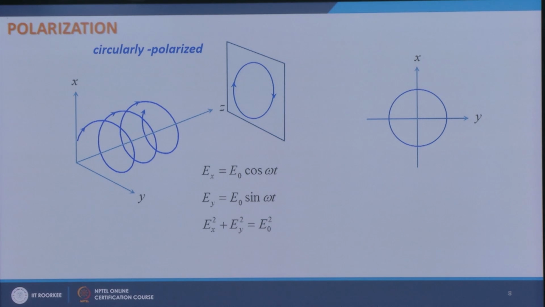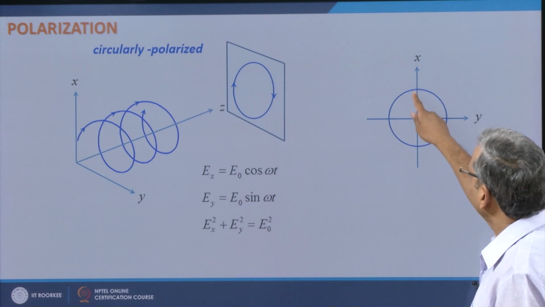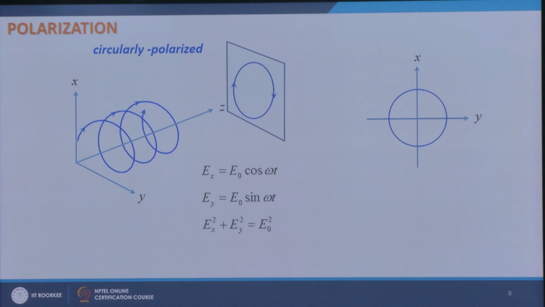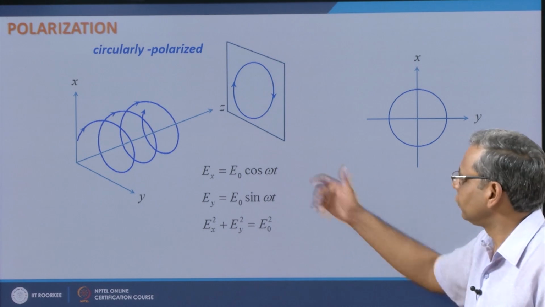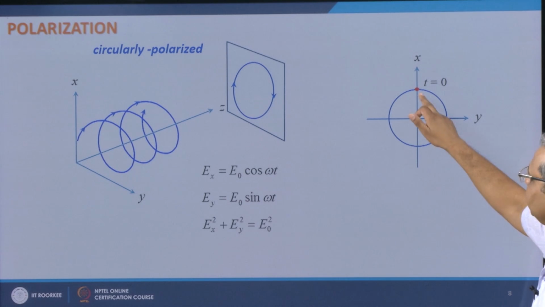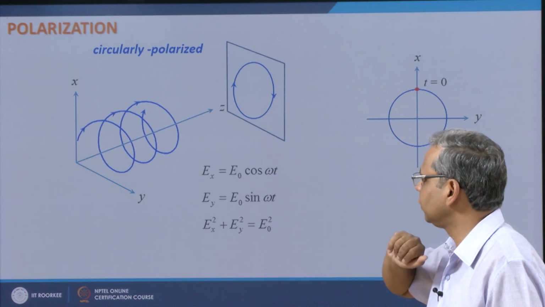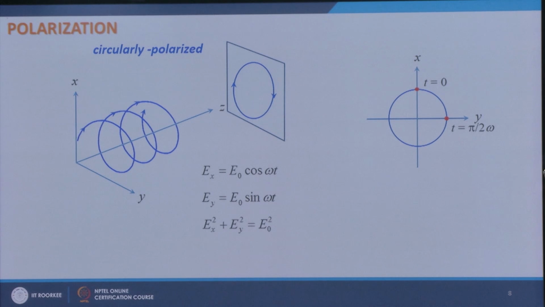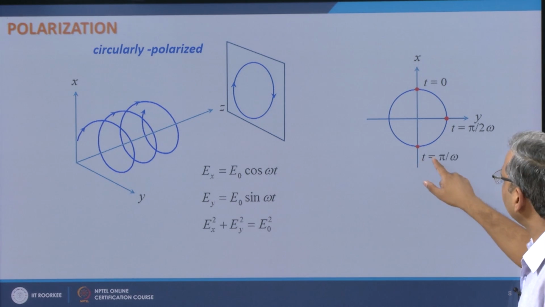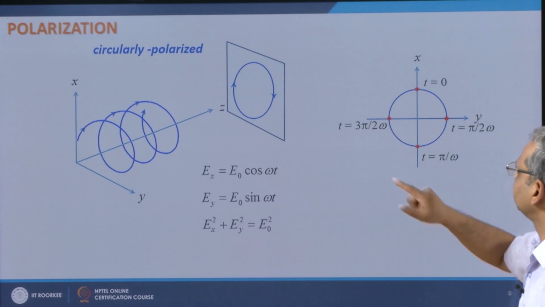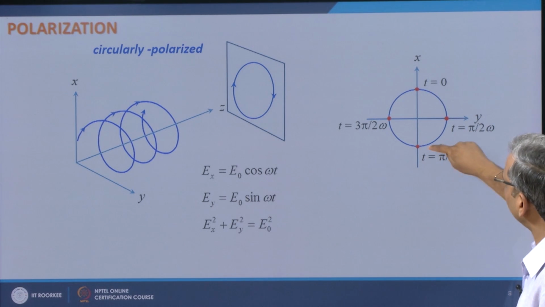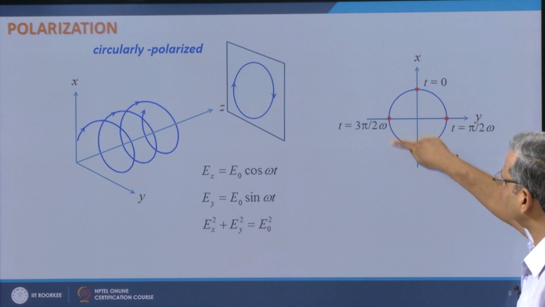If I now find out how the tip of electric field vector goes in xy plane, I plot this at t is equal to 0. At t is equal to 0, I will have Ex is equal to E0, Ey is equal to 0. So, I will be somewhere here. At t is equal to pi over 2 omega, I will come here. t is equal to pi over omega here, t is equal to 3 pi by 2 omega here. So, as time passes, it moves in this direction. This is clockwise.